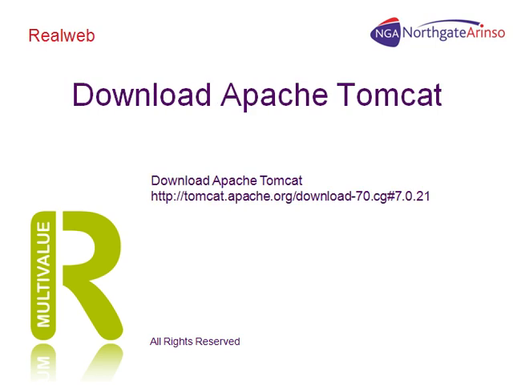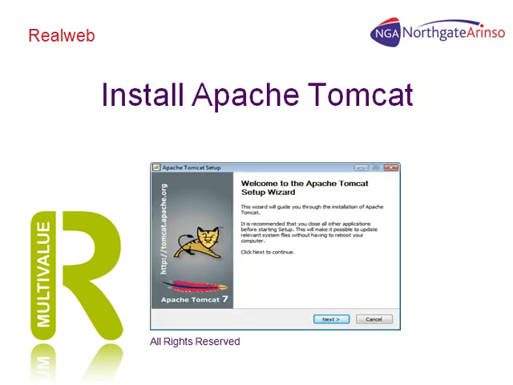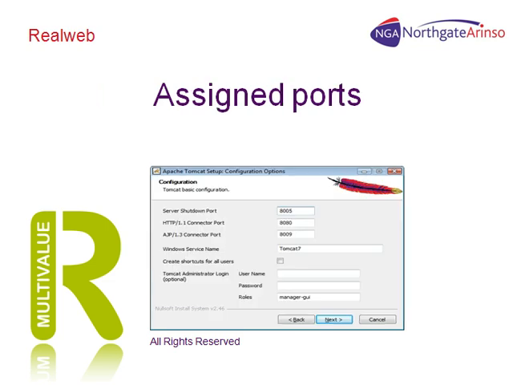Next, download Apache Tomcat. The Tomcat download can be obtained from tomcat.apache.org. Start the installation of Tomcat. You will be prompted to specify the HTTP 1.1 connector port. The default is 8080, but you can change this to 80, which means that the port does not have to be specified in the URL.